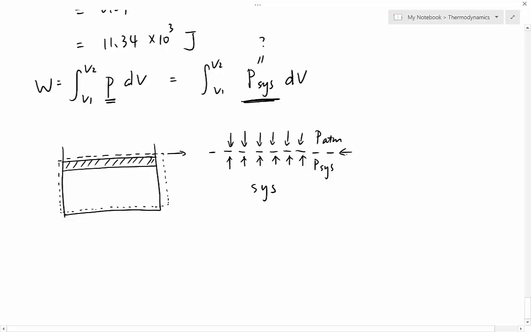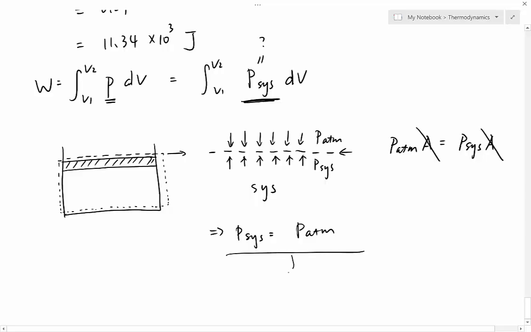So the only two forces we can find: first one coming from the atmosphere, pressure of the atmosphere multiplied by area. That's one force going down. And it must be balanced by the force going up, which is pressure of the system multiplied by area. And then the two areas cancel each other. So what we can say is pressure of my system is equal to pressure of the atmosphere.